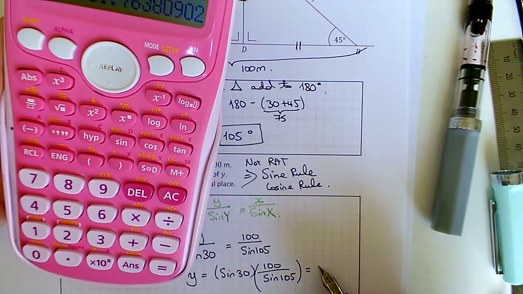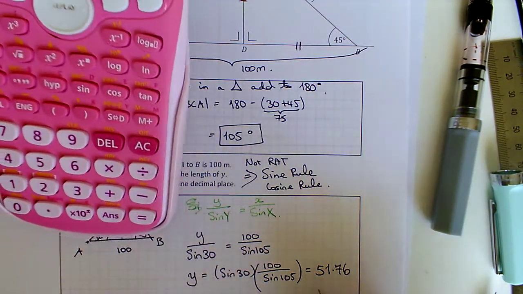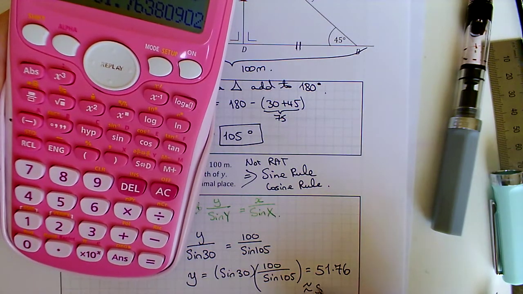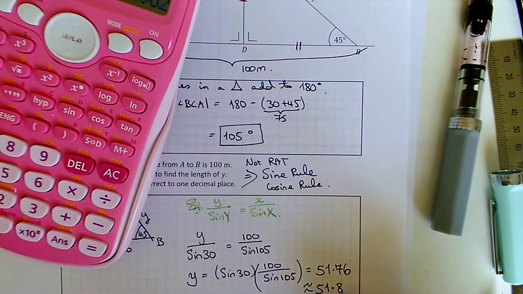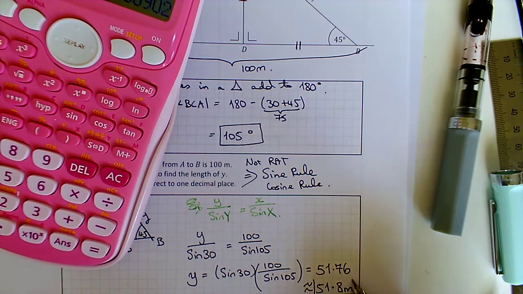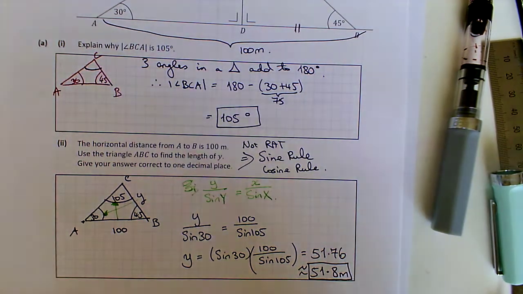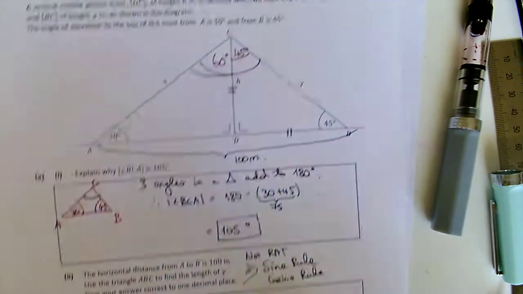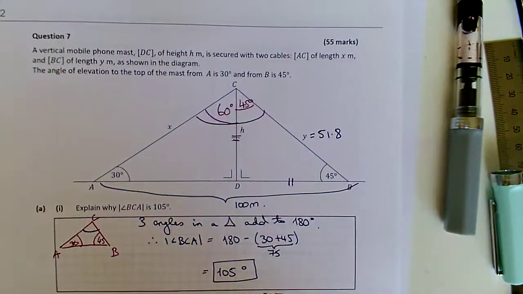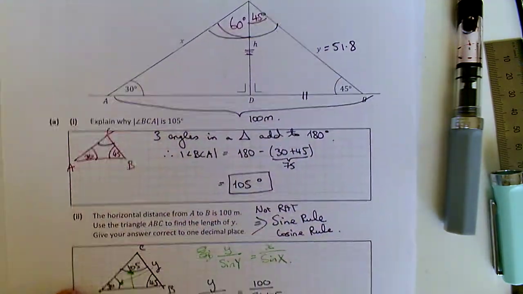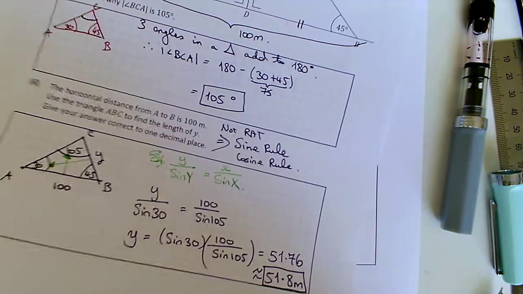And I get 51.76. Let's check one decimal place. So that's approximately 51.8. Let me check units, meters. Okay, so always check that you've answered the question and in the format that they're asking for as well. Once you have a piece of information like that, put it onto your diagram straight away, because if there are follow-up questions, you're going to use it. Okay, so not a right angle triangle, so either the sine rule or the cosine rule.